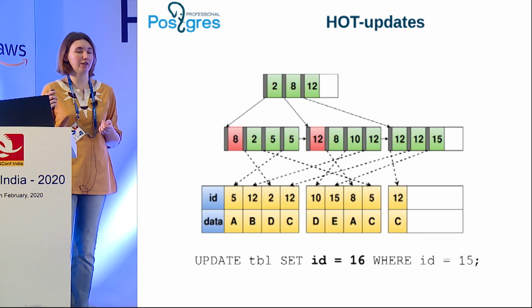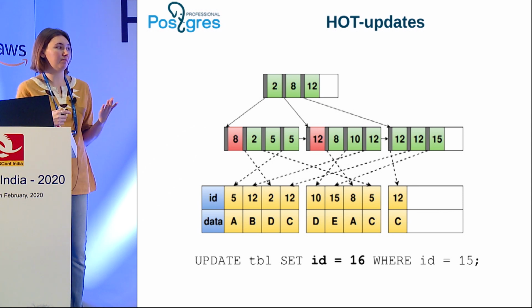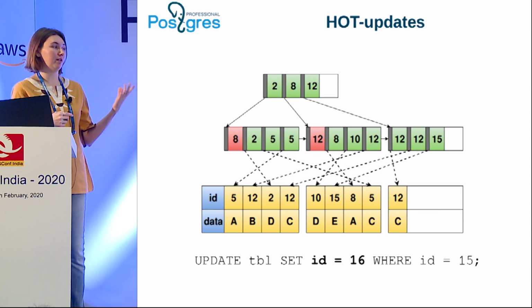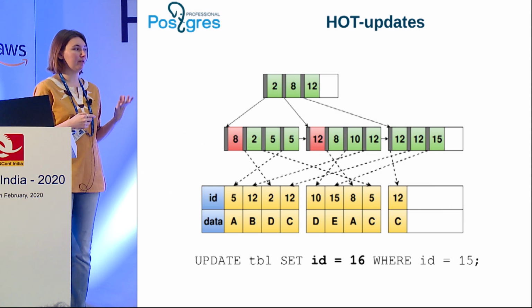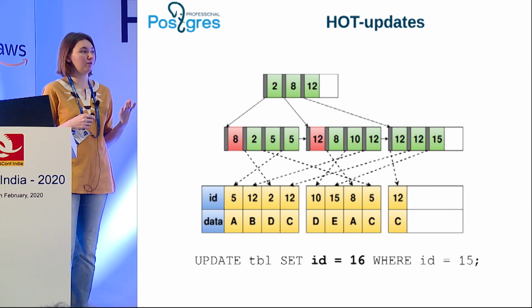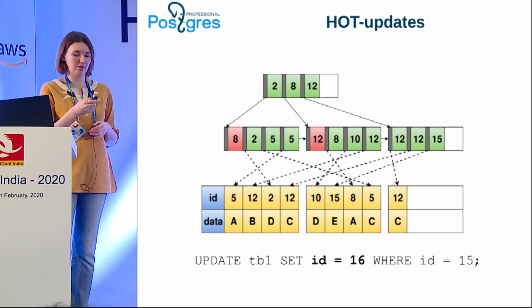So I hope you can see the bottom of the slide. Let's say we have this table and this index, and we want to update the indexed field ID, where we want to update ID 15, and it changes to 16.